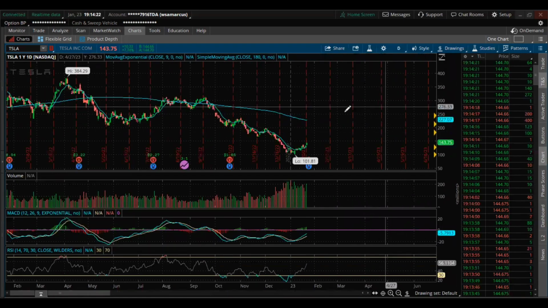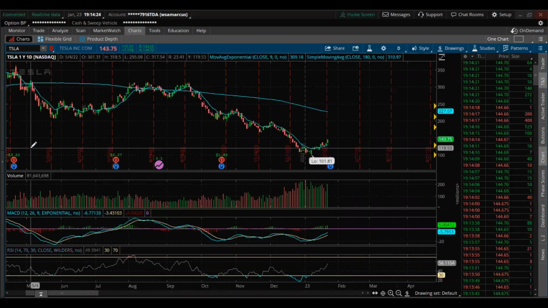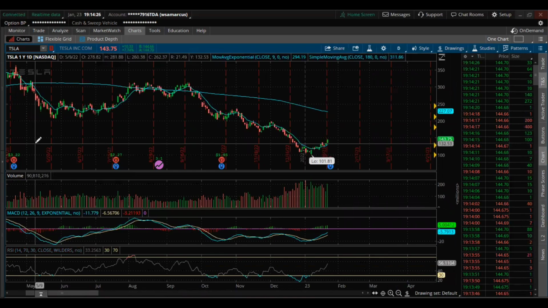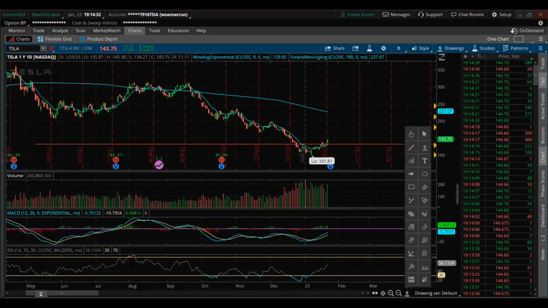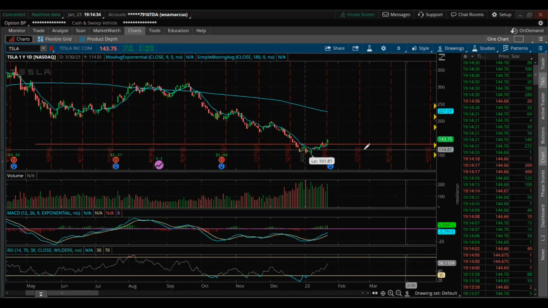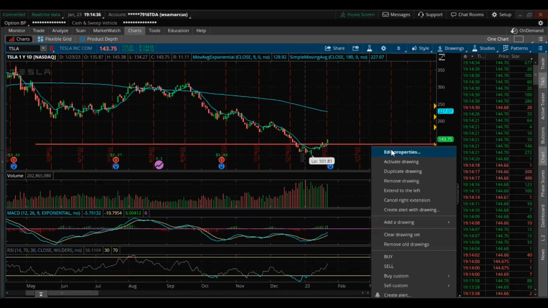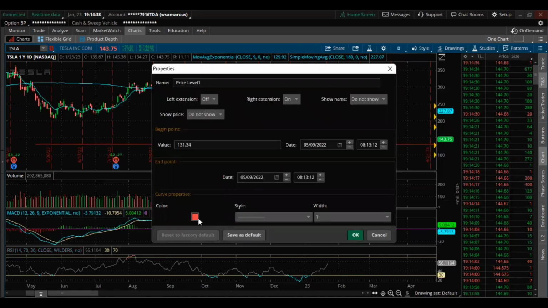Look at this, right? So let's color code everything. I always like to put this one, the EMA. I just double click over here. This is my price level. You go to the toolbox over here, you go to price level, and now I just right click and I edit properties. And to me, I put this as a solid orange.